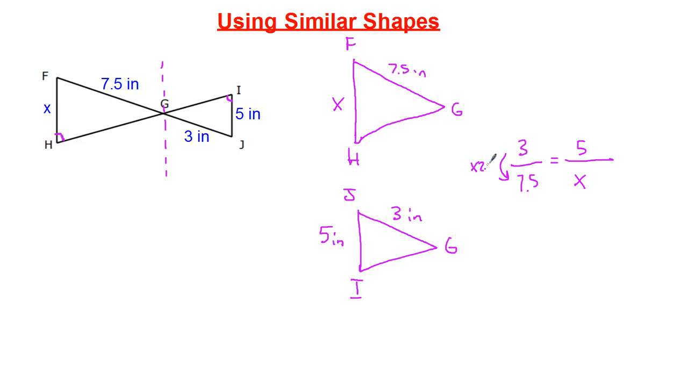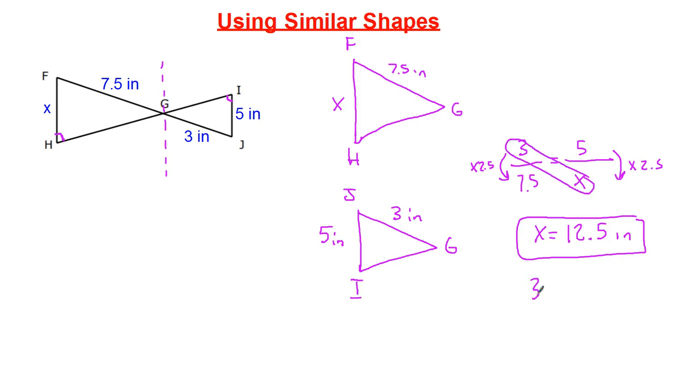So I could actually multiply this by 2.5. So I'm going to do the same here, multiply by 2.5. So 2.5 multiplied by 5 is going to give me 12.5. So x is going to be equal to 12.5 inches. Okay. If you didn't know scale factors there, you could do cross multiplication. So 3 times x is going to be 3x. And then we have 7.5 times 5, which is going to give us a value of 37.5. Then divided by 3, x is equal to 12.5 inches.